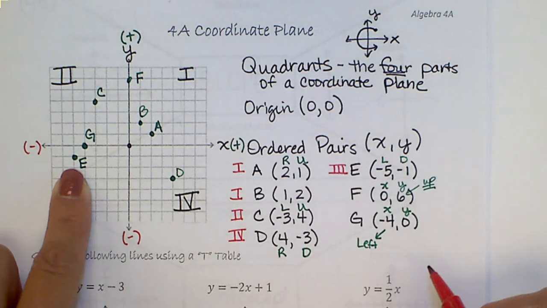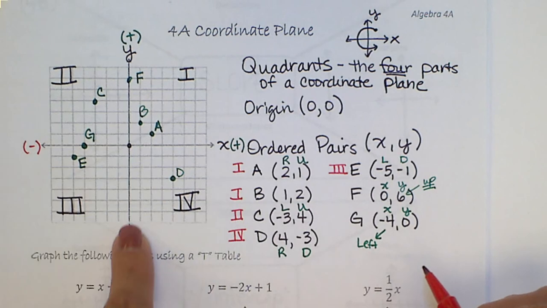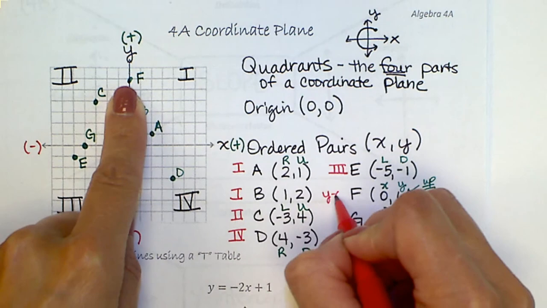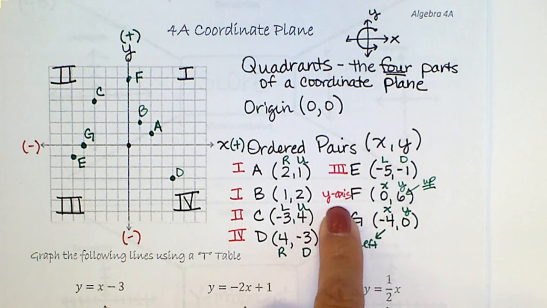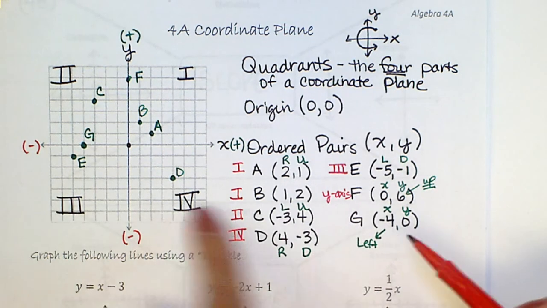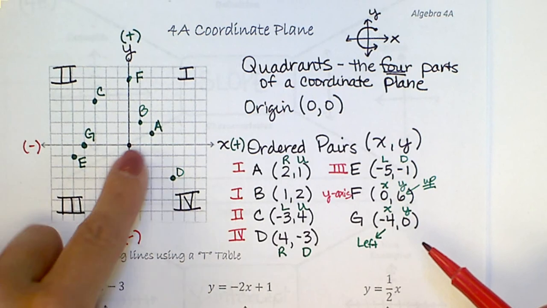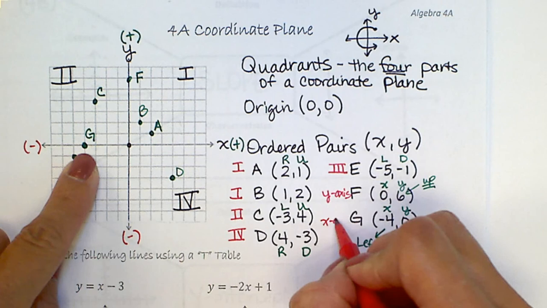F is not in a quadrant. So you will not say 1 and 2. It's on the line between these quadrants. So F is actually on the y-axis. So we still have to say where it's at. We just aren't listing one of the quadrants. And G, likewise, is not in quadrant 2 or quadrant 3. It's on the axis between those two. So this is on the x-axis.